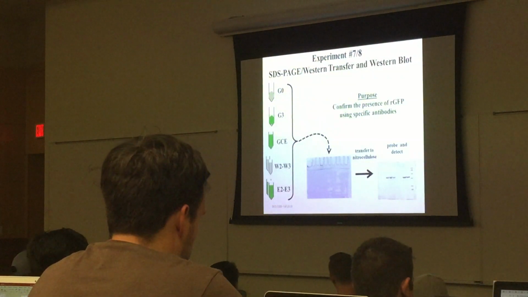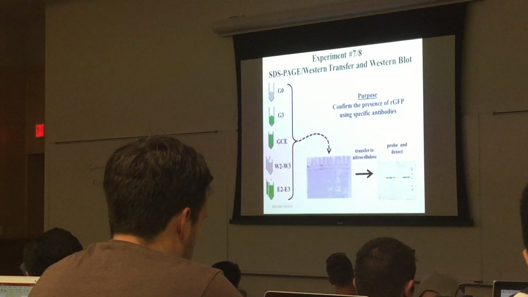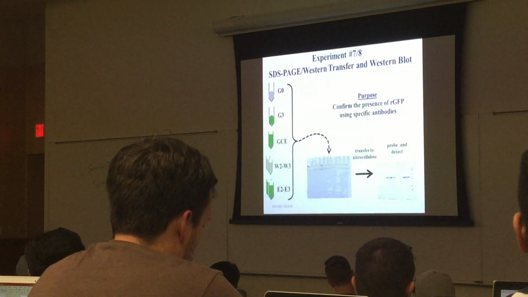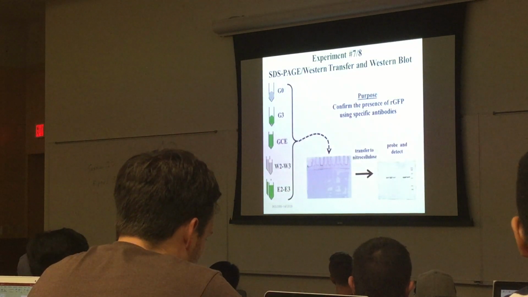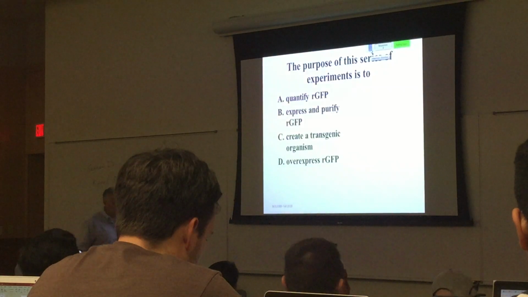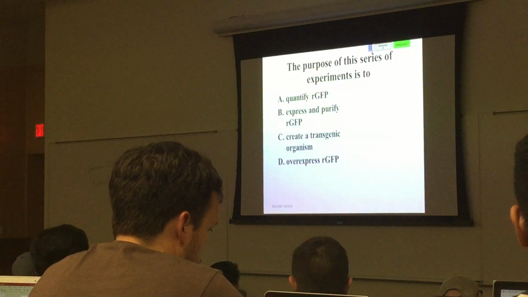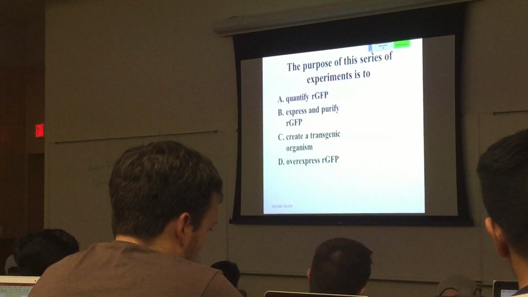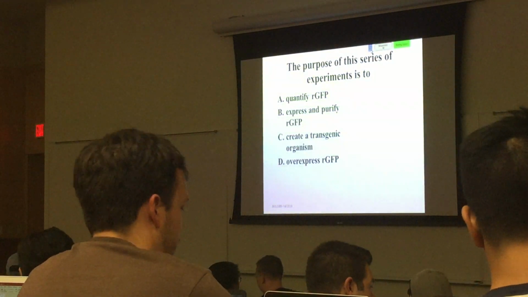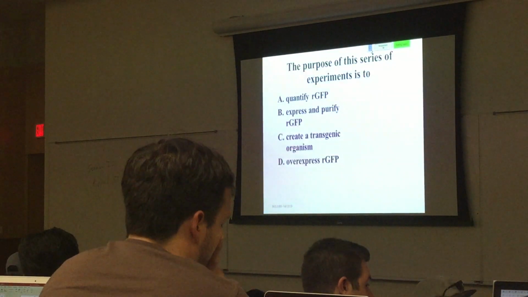Okay? Then you're going to have your exam, and then we'll come back and do labs 7 and 8. In labs 7 and 8, we'll do another SDS-PAGE and a Western transfer, and we'll confirm the presence of rGFP with antibodies. So with that in mind, let's go ahead and see if you can click in again to that. What is the purpose of this series of experiments? And if you'll notice, the series of experiments comes from basically Martin Chalfie's Nobel Prize-winning science paper.